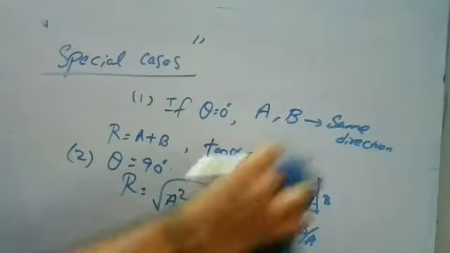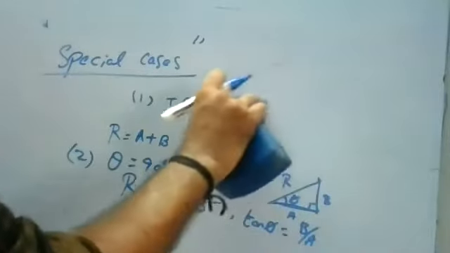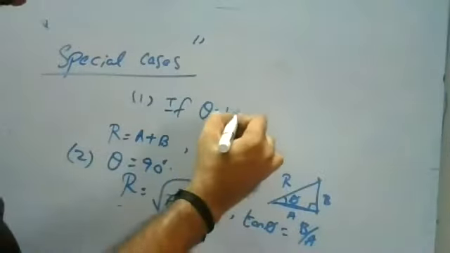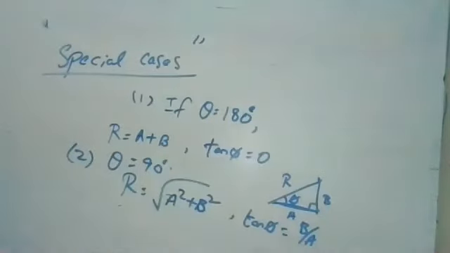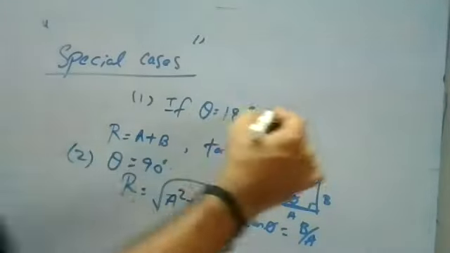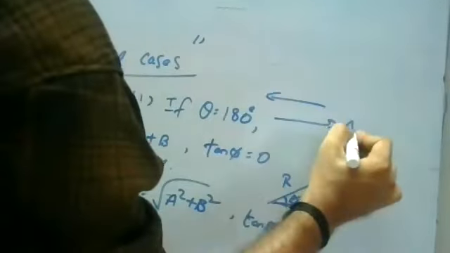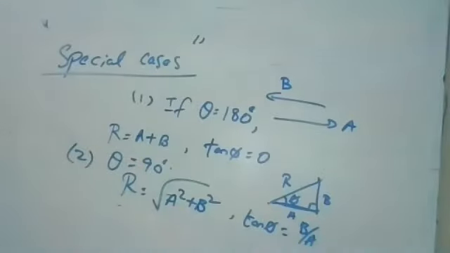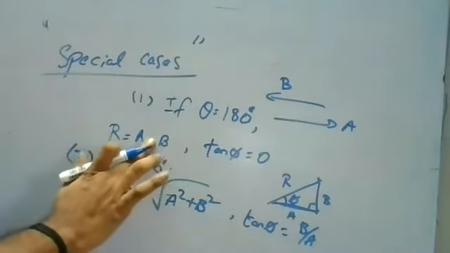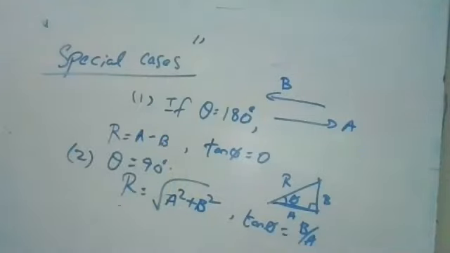If theta is equal to 180 degrees. Third point, if theta is equal to 180 degrees, usually they will be in opposite directions. Because 0 degrees is the same direction, at 180 degrees these two will be in opposite directions. A and B, opposite directions. The resultant R will be opposite directional, now it is A minus B.